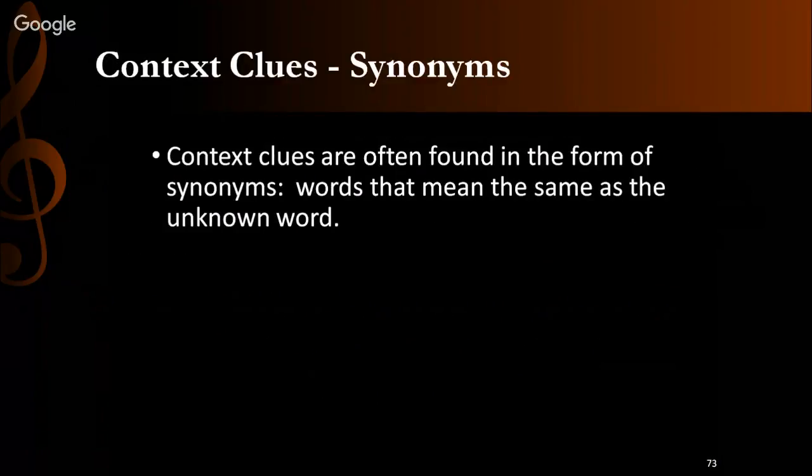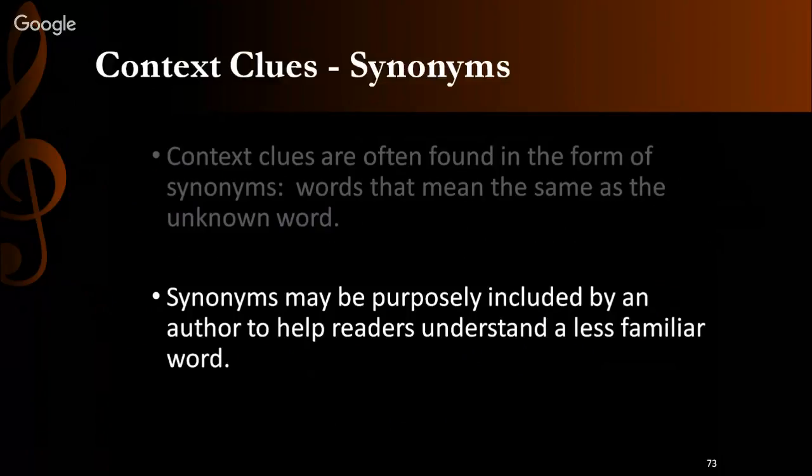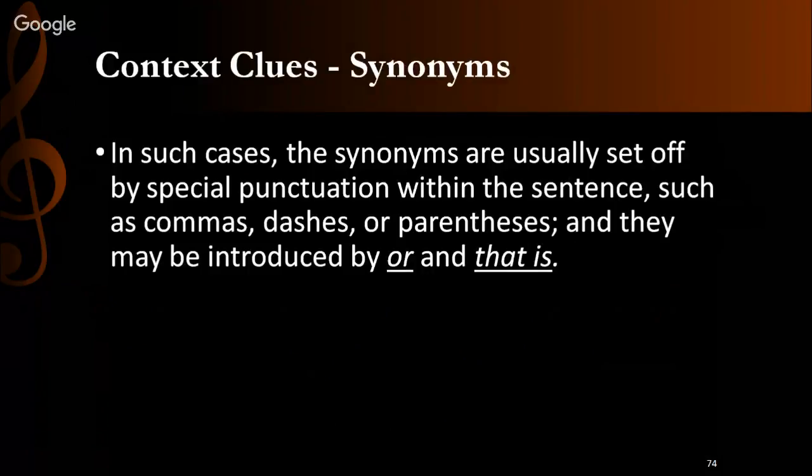Context clues, synonyms. Context clues are often found in the form of synonyms. In synonyms we can learn new words, words that mean the same as the unknown word. Synonyms may be purposely included by an author to help readers understand a less familiar word. Authors deliberately use synonyms just so the reader will be able to learn and understand new words. In such cases, the synonyms are usually set off by special punctuation within the sentence, such as commas, dashes, or parentheses and brackets.